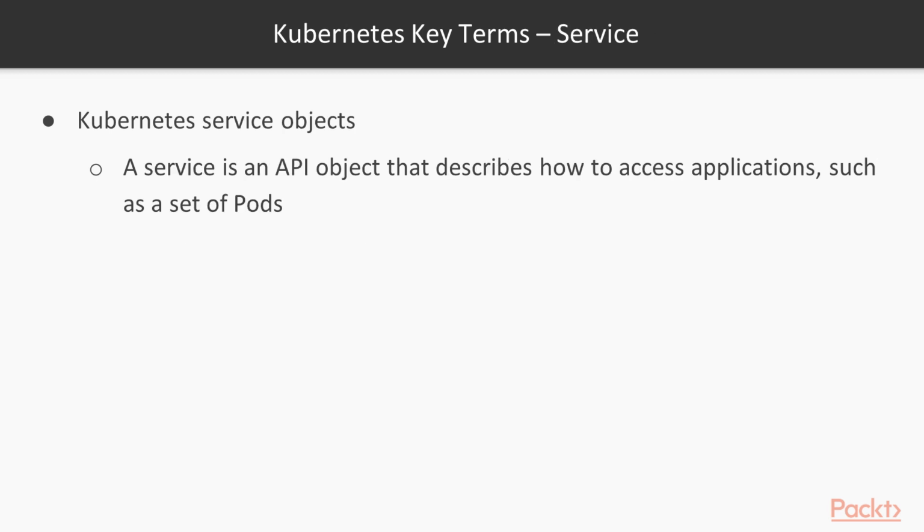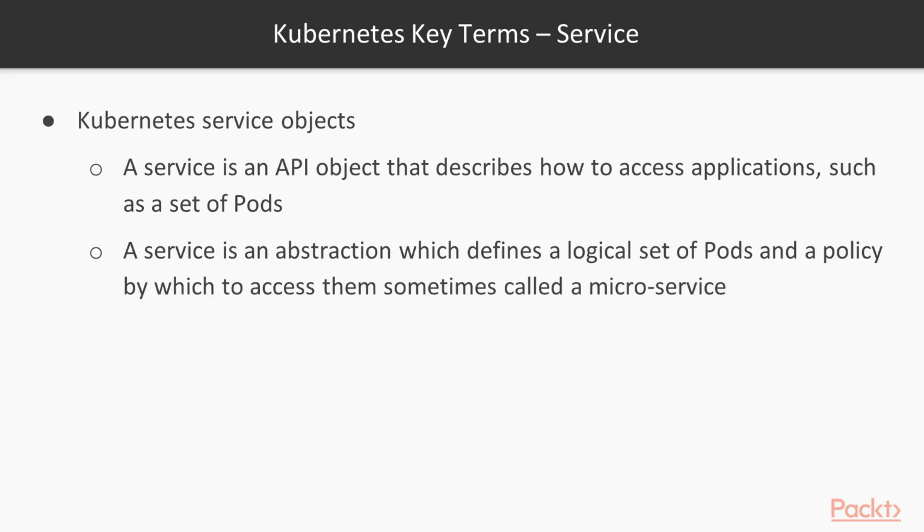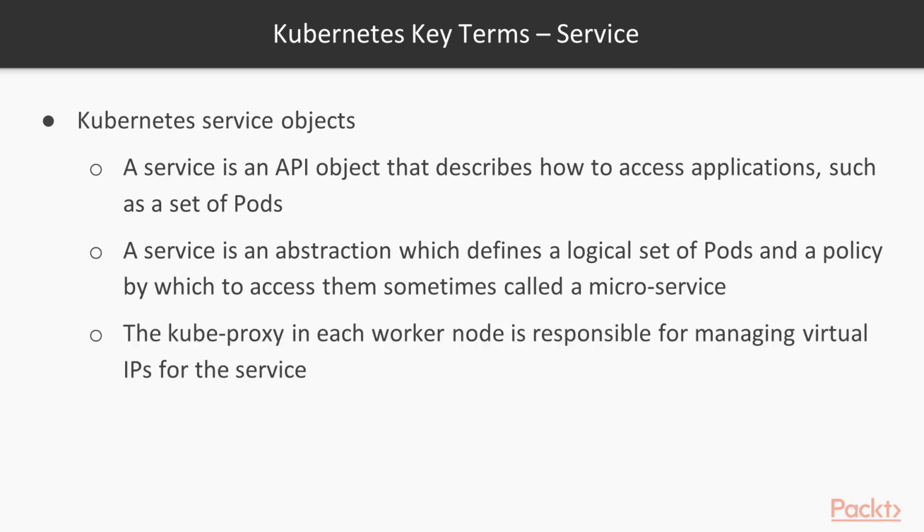Kubernetes service objects. A service is an API object that describes how to access applications, such as a set of pods. A service is an abstraction which defines a logical set of pods and a policy by which to access them, sometimes called a microservice. The Kube proxy in each worker node is responsible for managing virtual IPs for the service.